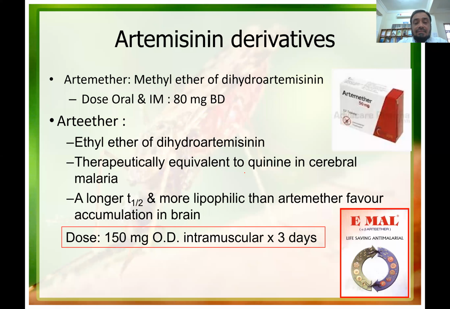So artemether, its dose is 80 milligram twice daily, and this artemether is combined with lumefantrine. Okay, always it is combined with lumefantrine. It is not given alone. So 80 milligrams of artemether is given along with 80 milligrams of lumefantrine, and it is given twice daily. Arteether is given in the dose of 150 milligram intramuscular for 3 days, and it is given as a single drug for treatment of severe falciparum malaria. It is equivalent to quinine.